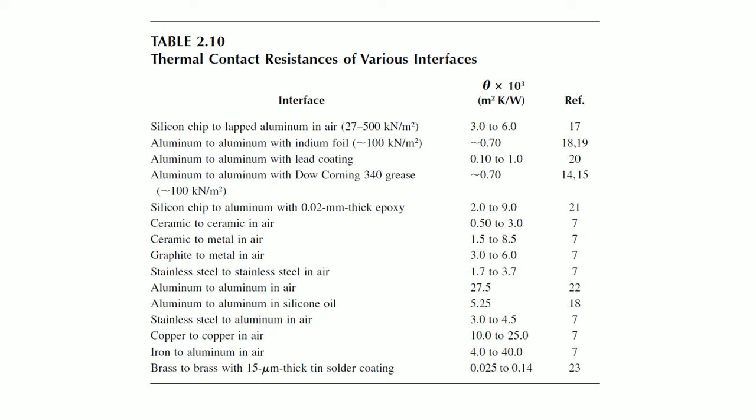Measured values of contact resistance of various interfaces have been put here. You have seen this, the last one seems to be most favorable: brass to brass with a 15 micron tin solder coating. The units are meter square degree Kelvin per watt, for the total area that is in contact. See, this is very small, a very encouraging thing.